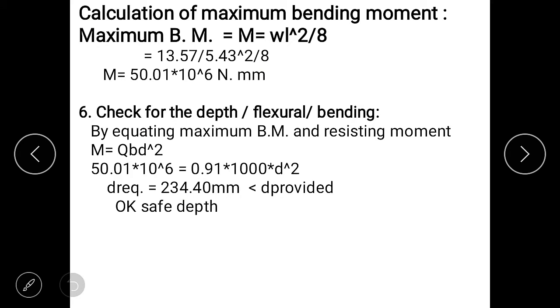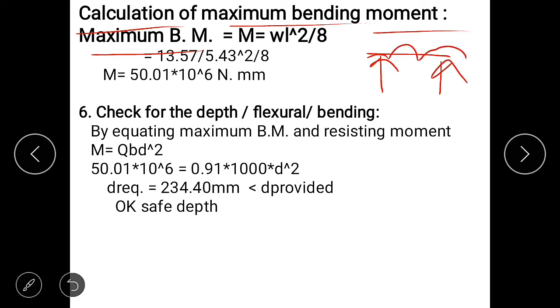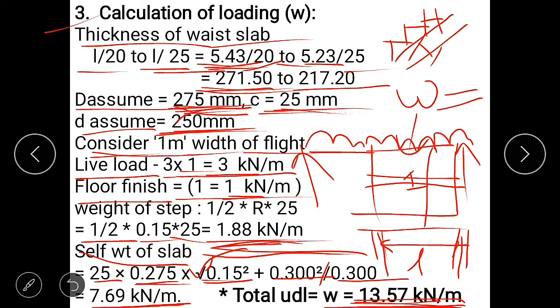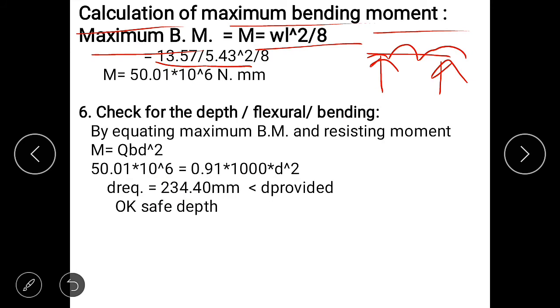Okay. Now we calculate the maximum bending moment, BM. The formula for a simply supported beam with UDL is WL square by 8. W is 13.57, which we already calculated, into 5.43 square divided by 8. 5.43 is the length. So total moment is 50.01 into 10 to the power 6 Newton mm.